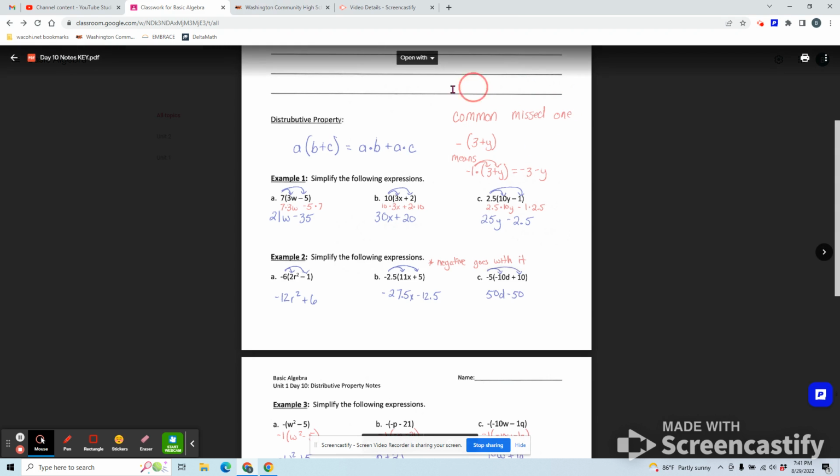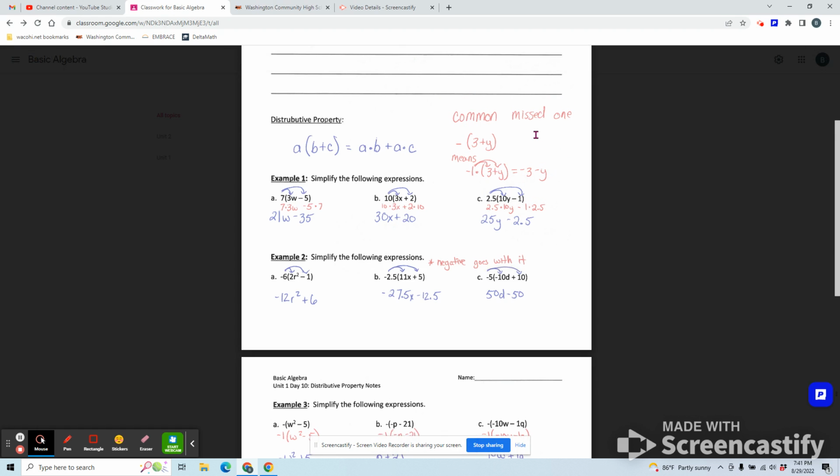Over here to the side, I did want to state one of the most commonly missed distribution examples. If there is a negative outside the parentheses, it means a -1 goes to everything inside the parentheses. Lots of students just want to do the negative to the first term, but it is to everything inside the parentheses.